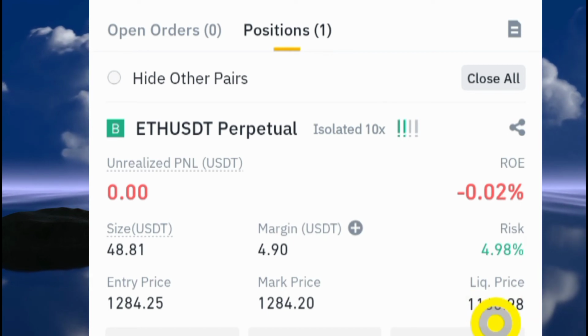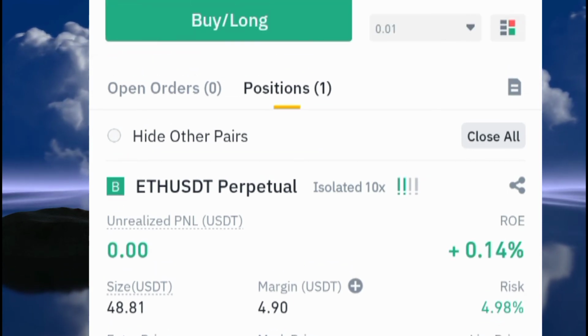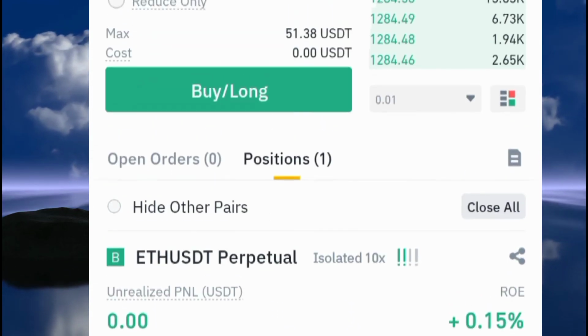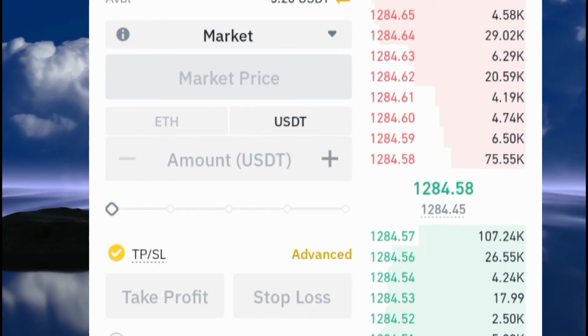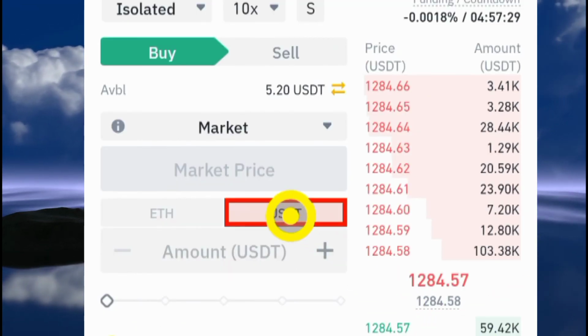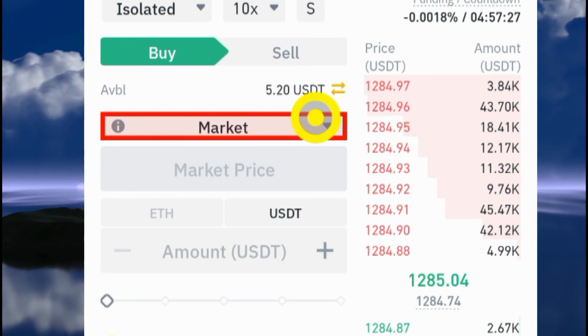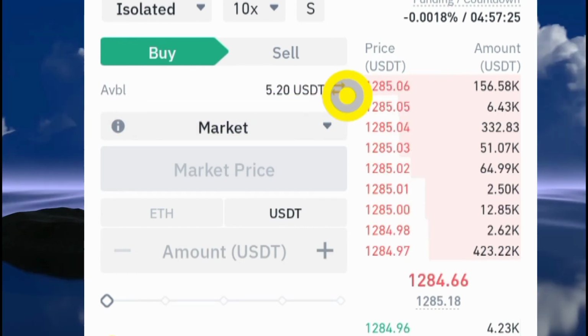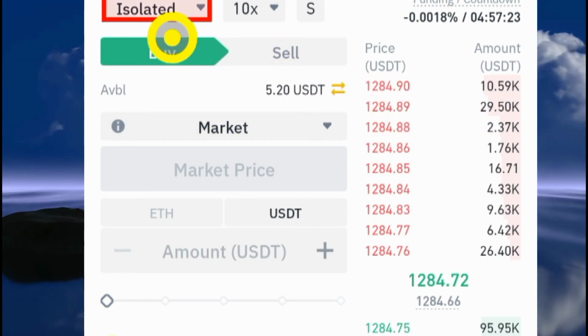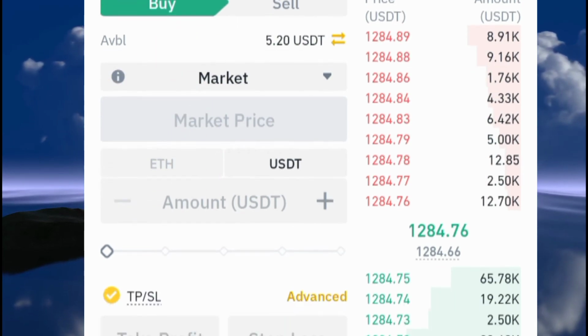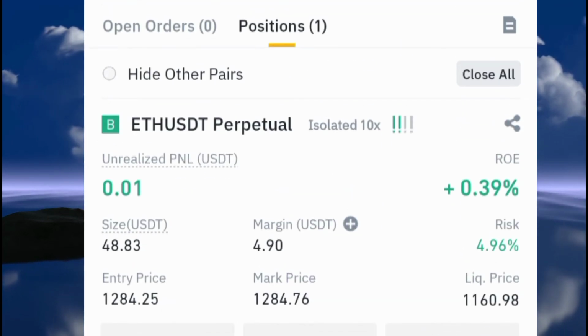If I reach this liquidation price, or if this trade gets liquidated, my available balance is not going to be affected. You can see I have an available balance of 5.20 USDT. This is not going to be affected because I am on isolated margin mode. That's basically what isolated margin simply means.